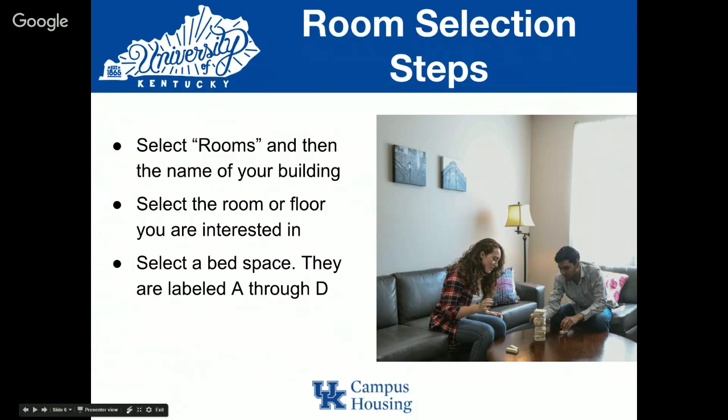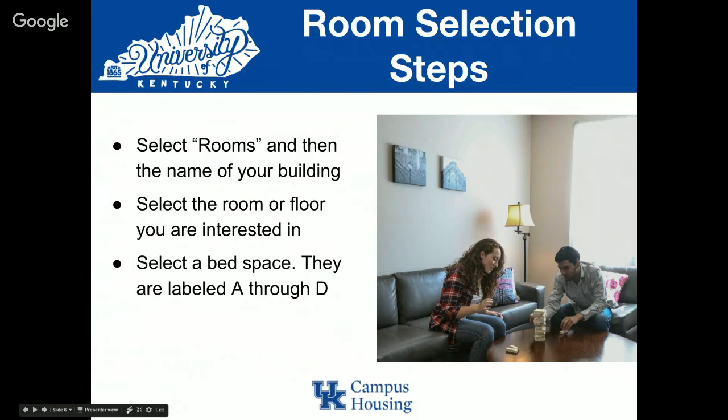You will click the name of your building, and then depending on the building that you are in, you're either going to see a list of rooms or a floor list. You're going to select the room or the floor that you're interested in, and then you'll select a bed space. They're labeled A through D, moving from left to right.